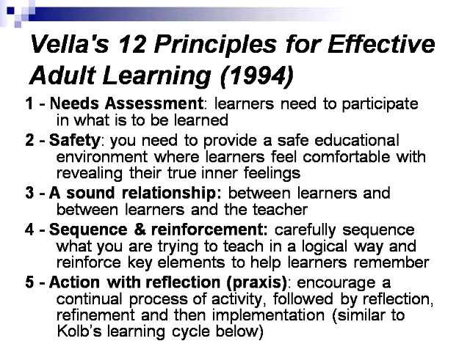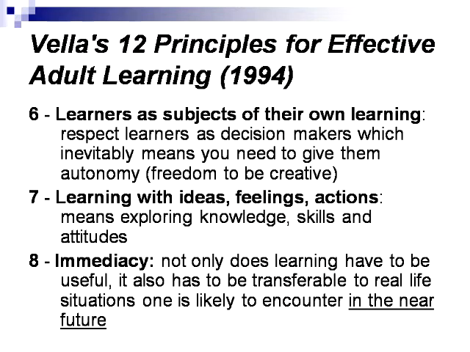4, sequence and reinforcement. Carefully sequence what you're trying to teach in a logical way and reinforce key elements to help learners remember. 5, action with reflection, praxis. Encourage a continual process of activity, followed by reflection, refinement, and then implementation, similar to Kolb's learning cycle, which we're going to discuss a bit later. 6, learners as subjects of their own learning. Respect learners as decision makers, which inevitably means you need to give them autonomy, i.e. freedom to be creative.